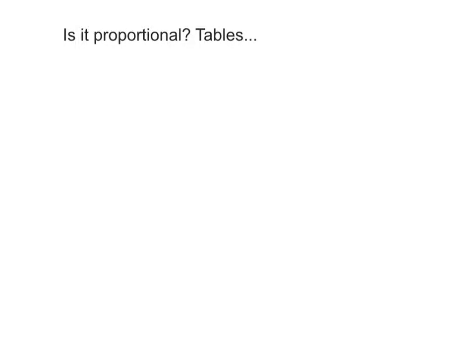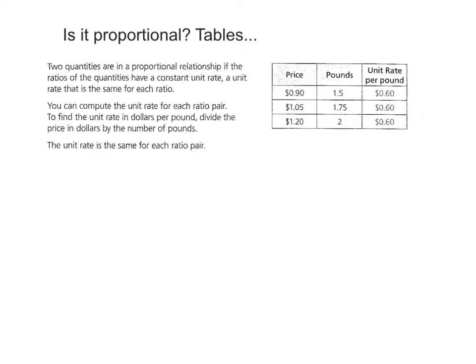Okay, guys, we're going to be going into talking about if situations are proportional. And you should remember that proportional means equal ratios. So the first thing we're going to be looking at and deciding if it's proportional or not are tables. So we're going to be looking at tables and deciding if the information in the table is proportional or not.